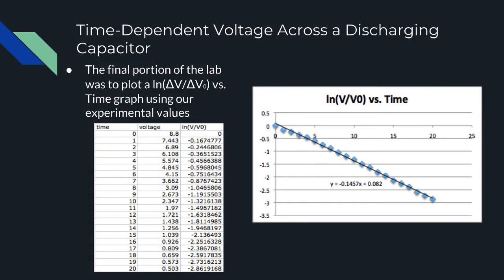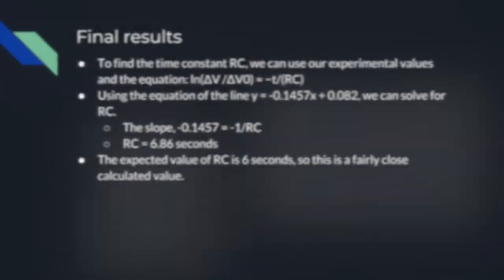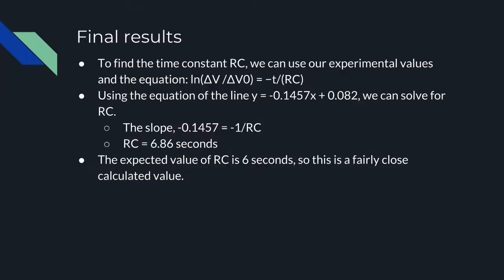The final portion of the lab was to plot a natural log of delta V over delta V naught versus time graph using our experimental values. All of my experimental and calculated values are shown in the table below, and they're plotted to the right with the equation of the line shown on the graph. To find the time constant RC, we can use our experimental values and the equation ln of delta V over delta V naught equals negative T over RC.